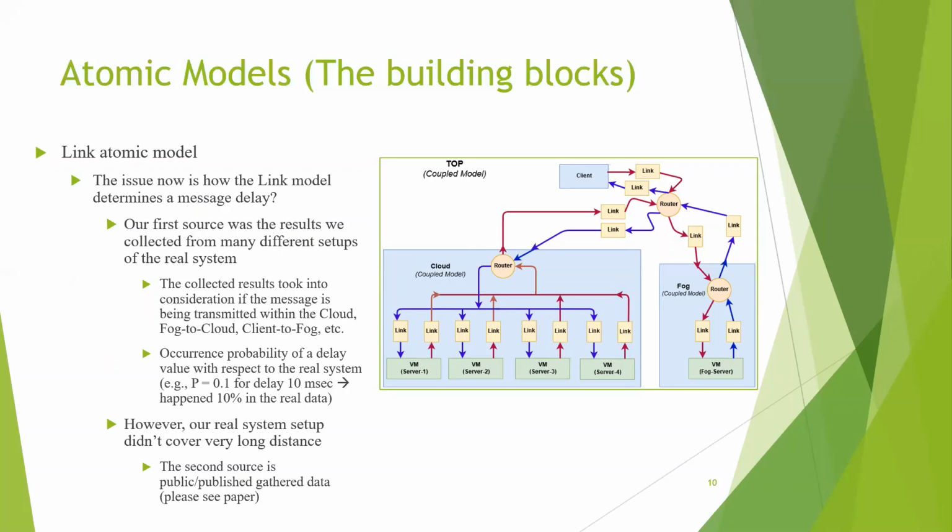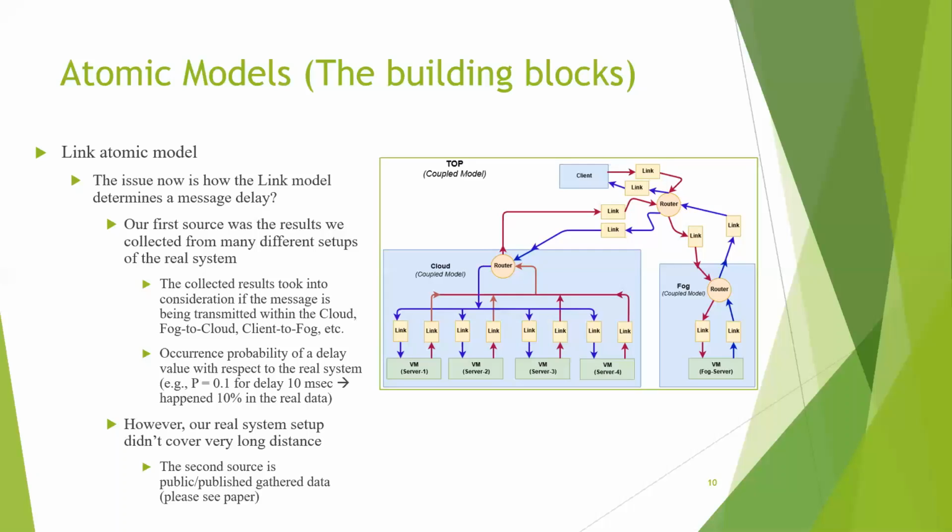So the link atomic model then becomes part of our model. The issue now is how the link model determines a message delay: how much do you need to delay this message or that message? Our first source was the results we collected from many different setups of our real system. We already have the real system, but on a range of like 10, 20, or 30 servers.